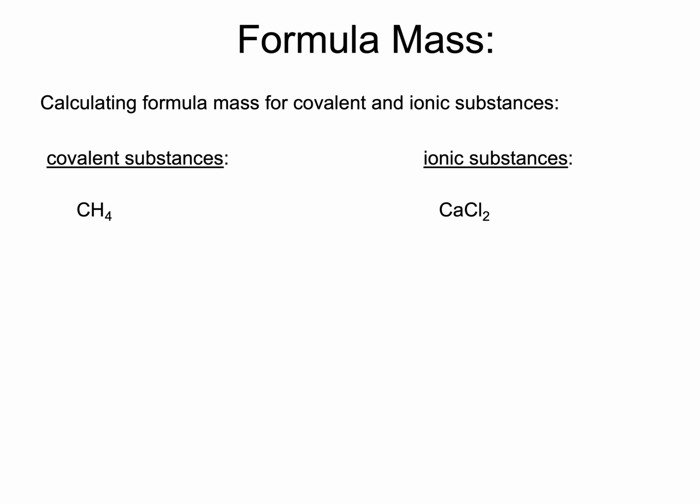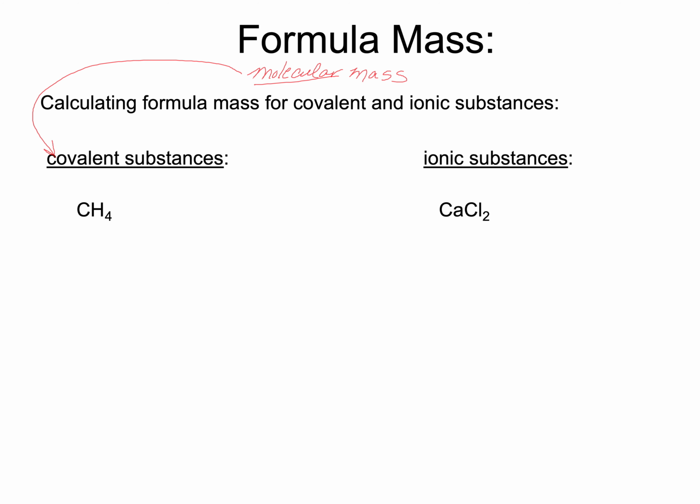However, you can call the formula mass molecular mass if you're referring specifically to covalent substances only. That doesn't really hold true for ionic substances since they're not considered molecular or covalent compounds. So let's practice calculating the formula mass or molecular mass for a covalent substance.